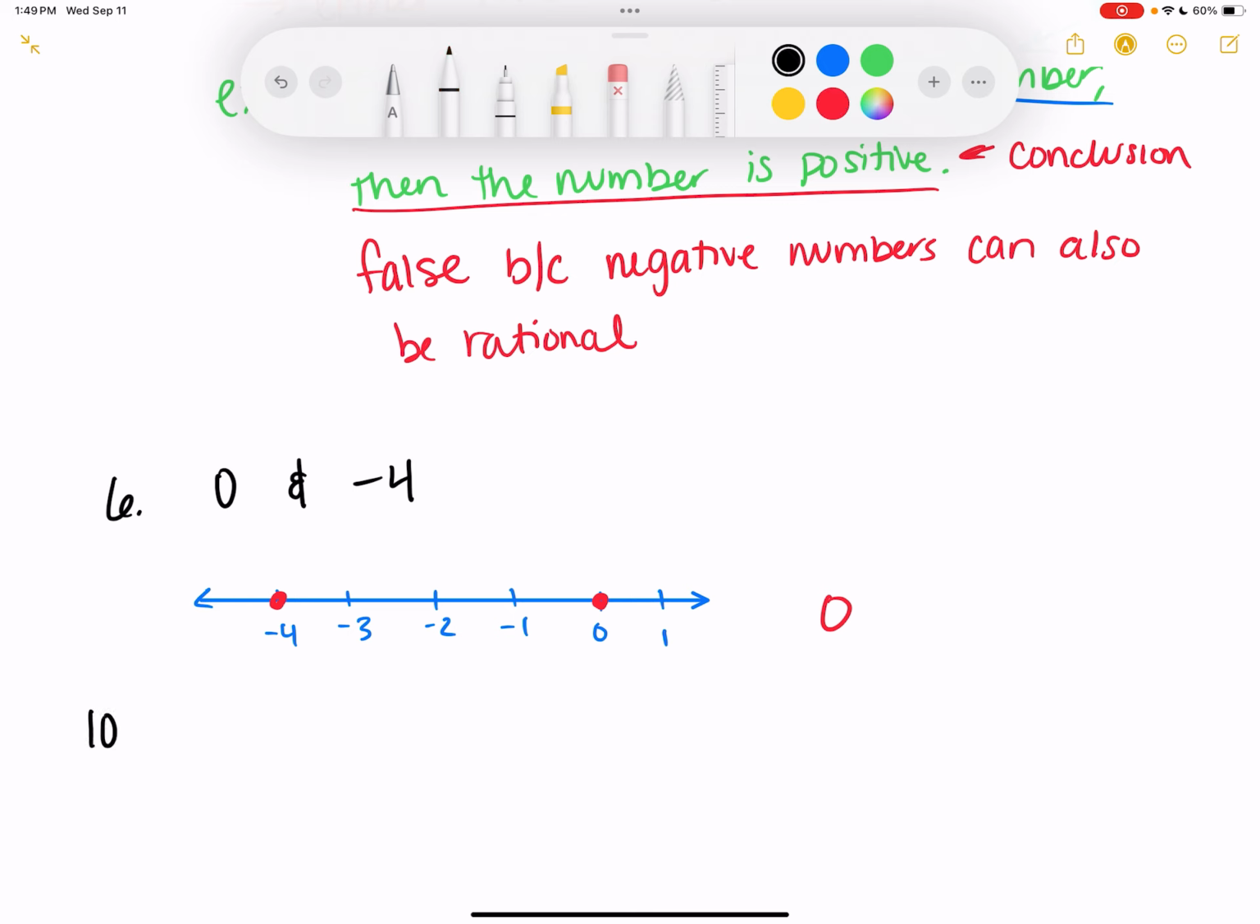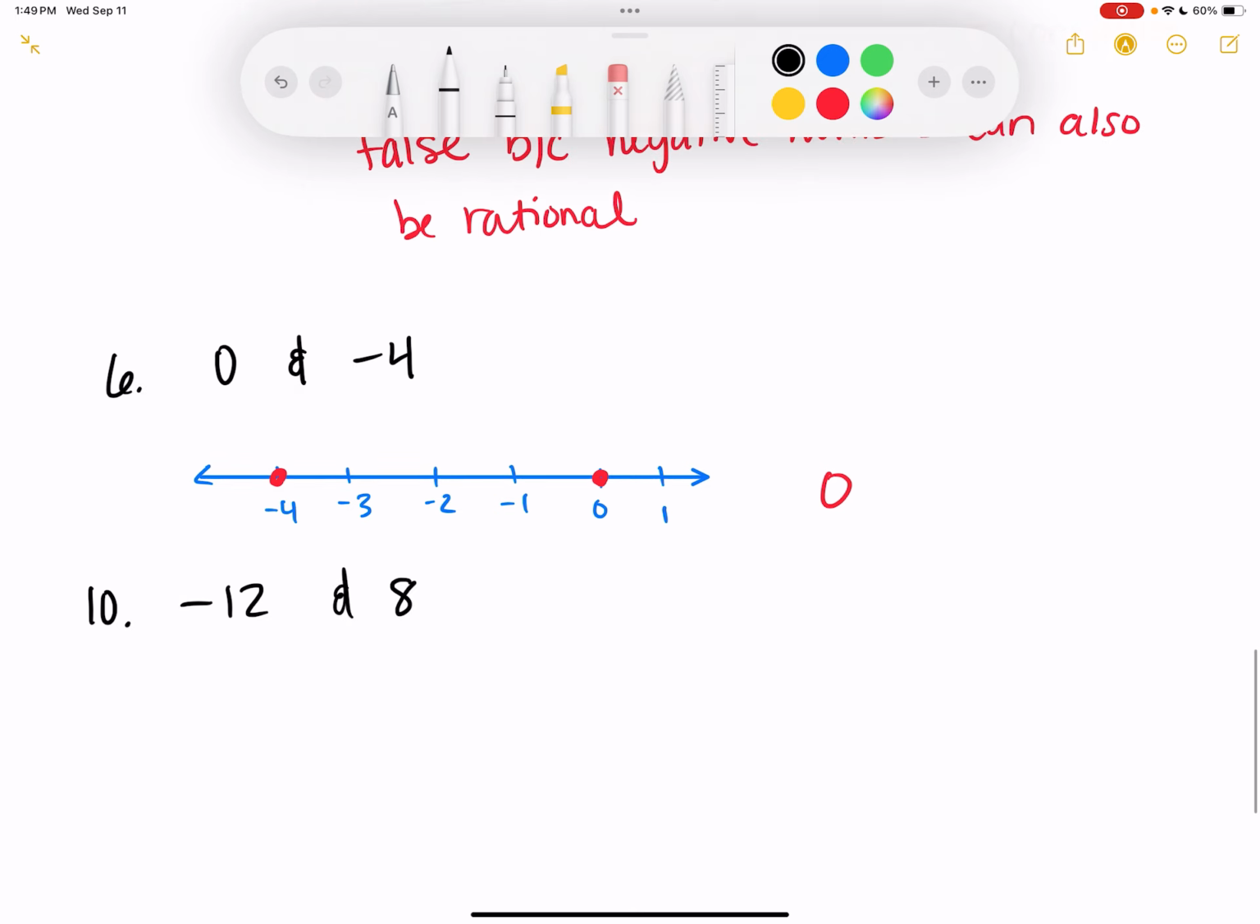Ten. Negative 12 and 8. So on this one, I would recommend counting by 2s just because it's kind of big. You're going to end up with a really big graph. Could you do it by 4s? Kind of. Yes, that's fine.